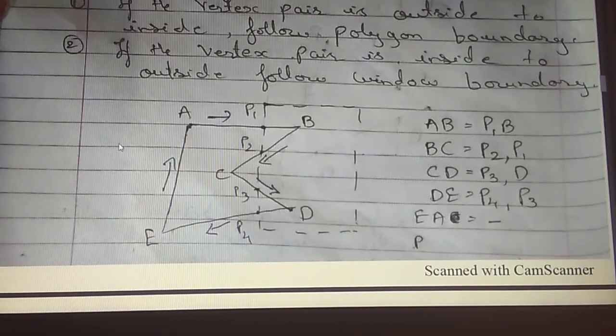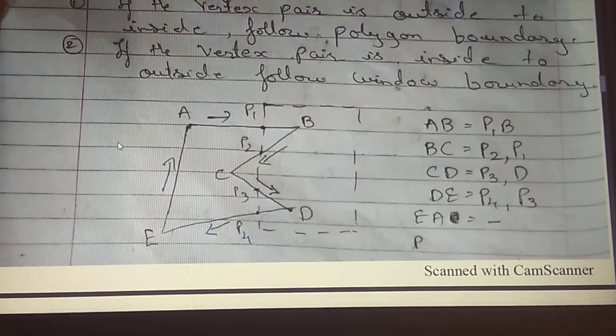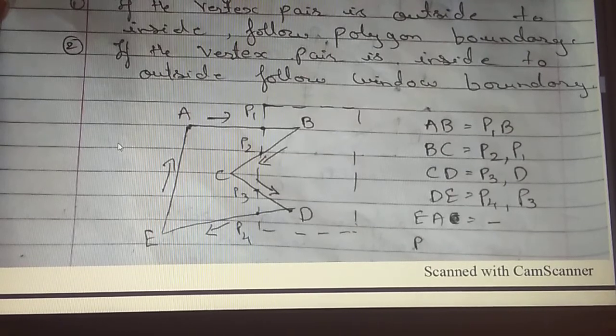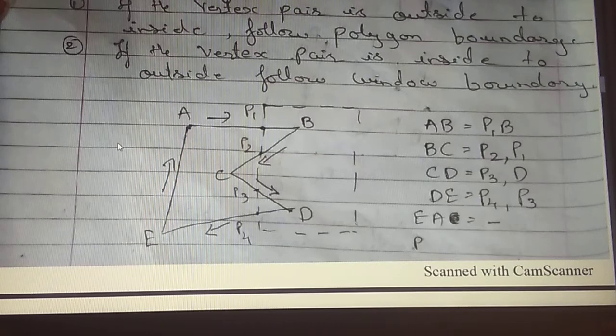Now we'll consider this example. Here the directions are given, so consider line AB. Line AB is outside to inside, as the window is on the right hand side, so the direction will be outside to inside. For outside to inside, we follow the polygon boundary, so for AB the inside part will be P1B.